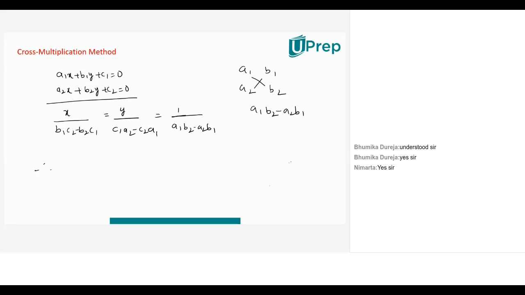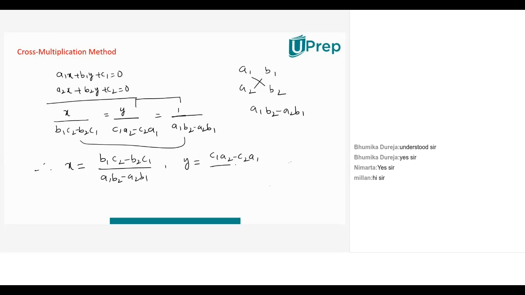So from this, what is x? It is cross multiply here. So what do you get? It is B1 C2 minus B2 C1 by A1 B2 minus A2 B1. Clear? Similarly, you equate this, so what do you get? Your y will be C1 A2 minus C2 A1 by A1 B2 minus A2 B1.